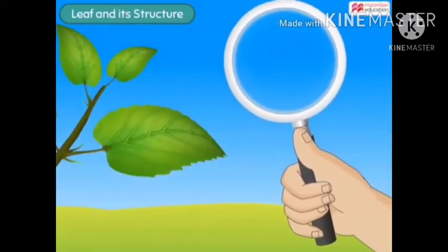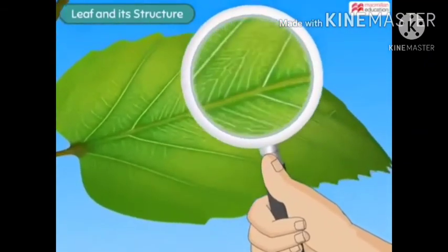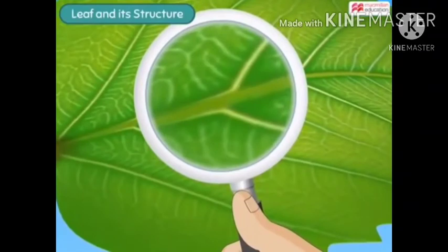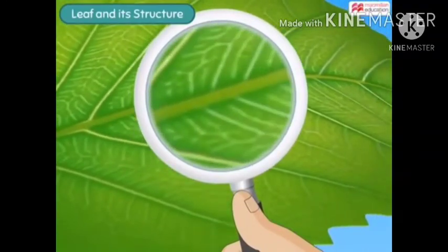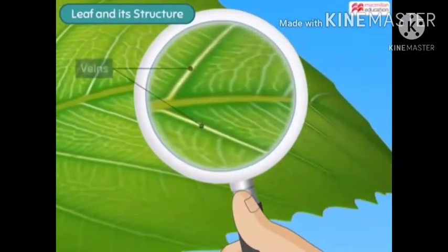Now let us use a magnifying glass to look closer at this leaf. Can you see a thick line running through the center? This is the main vein or midrib of the leaf. You can also see many smaller veins originating from the main vein.